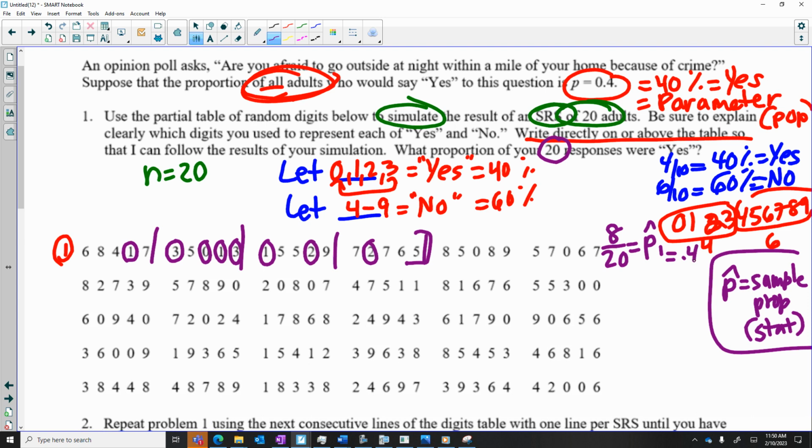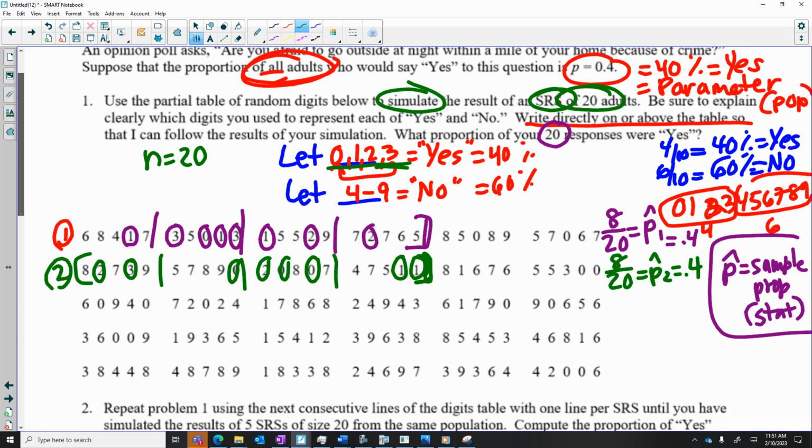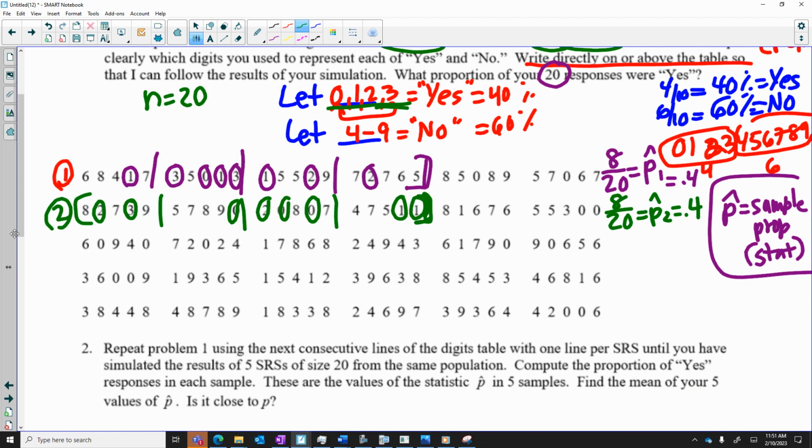Now I'm going to do it again for row 2. I'm going to do 20 new digits. So I'm going to do 5, 10, 15, 20, and I'm going to circle the ones that are yeses, the 0 through 3s. Okay, so let's do it. It looks like I got 1, 2, 3, 4, 5, 6, 7, 8. So that's 8 out of 20 again. That's going to be called p hat 2. That is a separate simple random sample of 20 random digits, and I found the separate sample proportion.